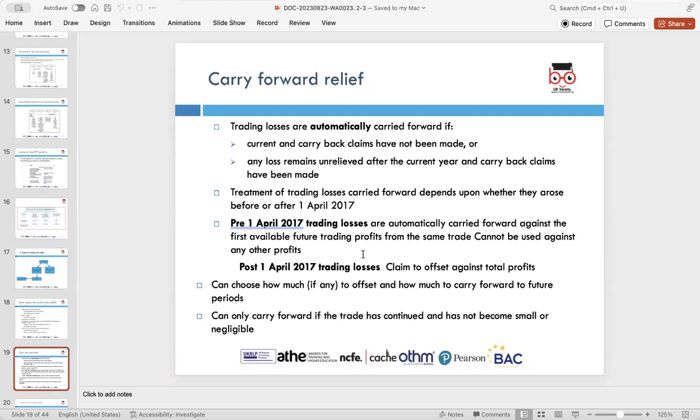Carry forward relief. When a business experiences a trading loss, these losses are automatically carried forward to future years under certain conditions: if no claim for relief has been made in the current year or carried back to previous years, or if there are still losses remaining after any claim for relief has been made in the current year and carried back to previous years.